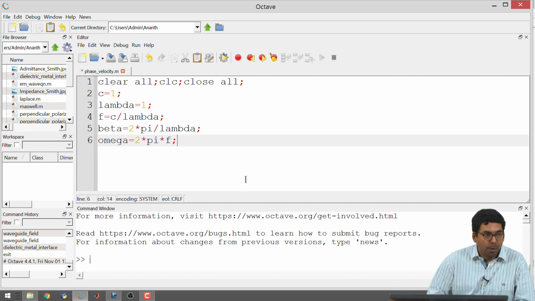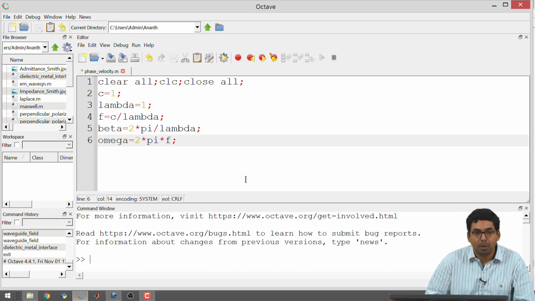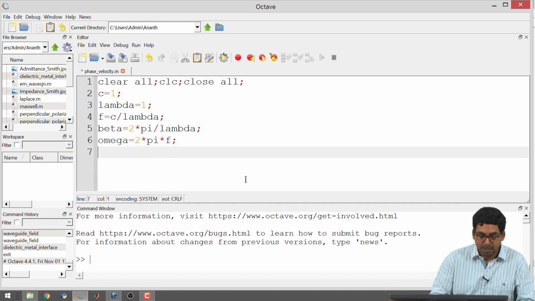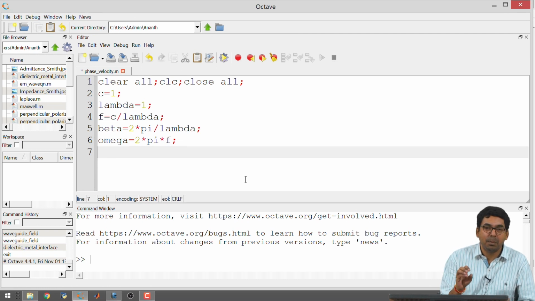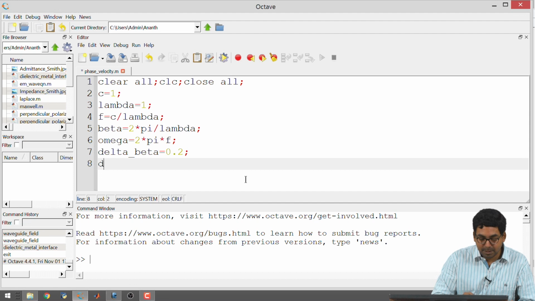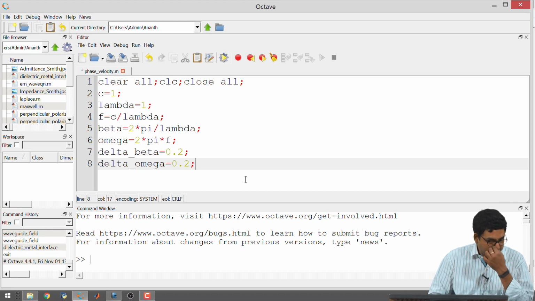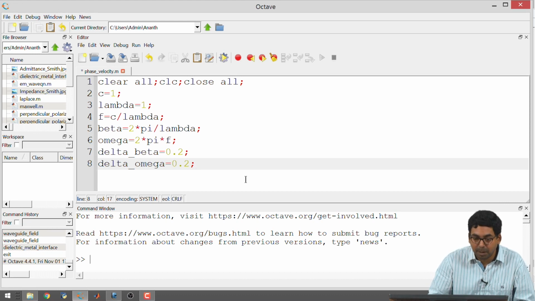Okay. One more thing that I will need in the way I have written the modulation problem is delta omega and delta beta, alright. So, since it is delta omega delta beta, I am going to consider some small values of delta omega and delta beta, right. So, I will consider delta beta is equal to, say, 0.2, right, and then I will say delta omega, let us make it 0.2 also. Okay, you can play with these values and we can see what happens.